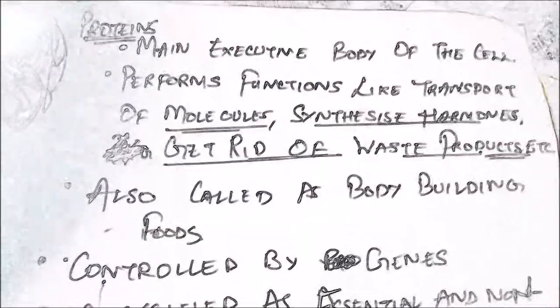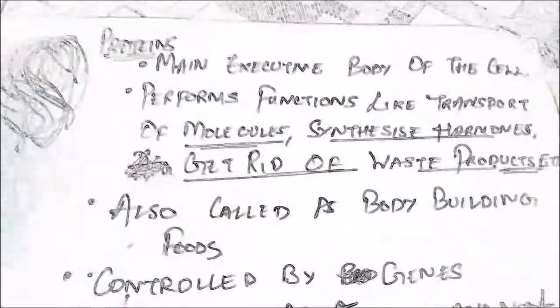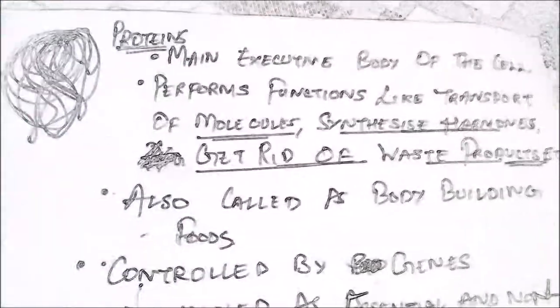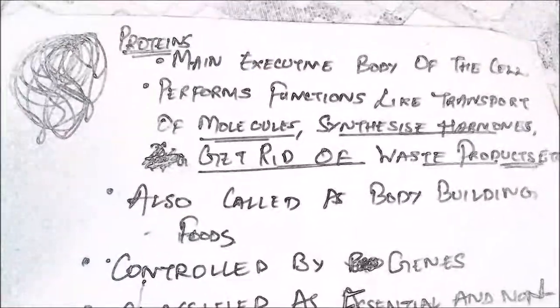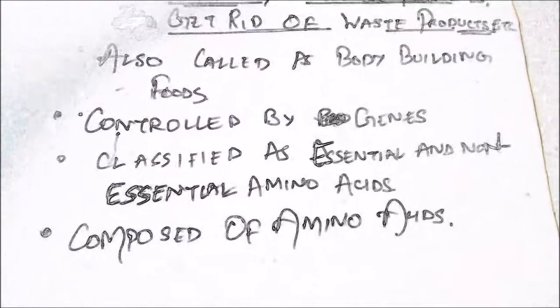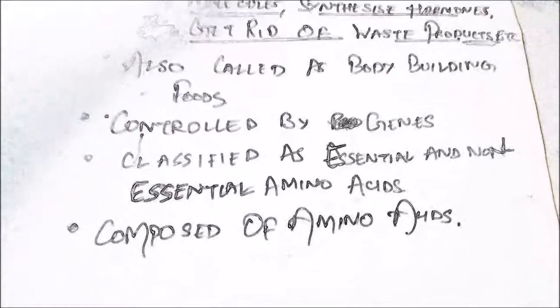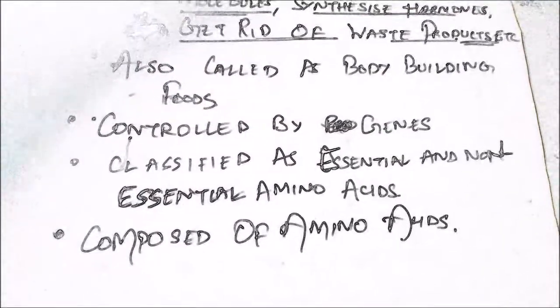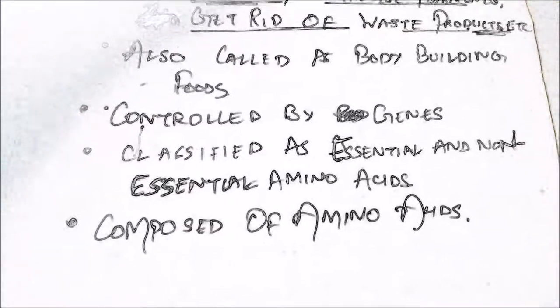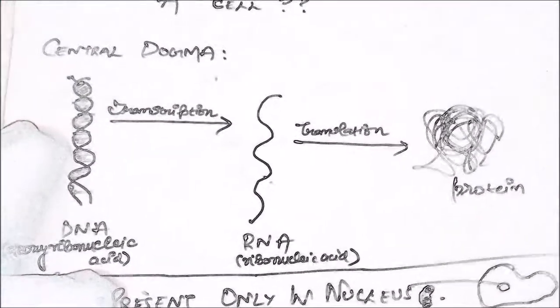The type of function performed by protein depends on the type of protein, and the type of protein obviously depends on genes, because genetic information flows from DNA, which is converted to RNA, and RNA is converted into proteins. So ultimately genes control everything, right? Proteins are composed of amino acids. There are 2 types of amino acids, basically essential and non-essential. Essential amino acids have to be taken from the diet, and non-essential amino acids are synthesized by our body.